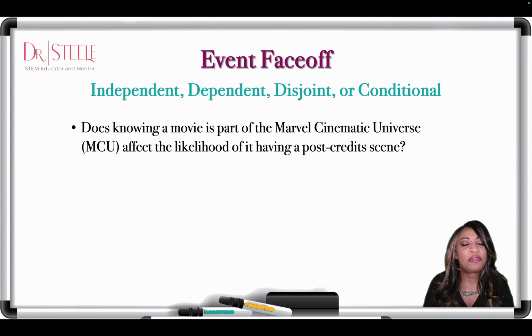Does knowing a movie is part of the Marvel Cinematic Universe, also known as MCU, affect the likelihood of it having a post-credit scene? Now, if you really don't know anything about Marvel movies, this might be a little bit more difficult, but if you do, you should be able to get this right. So, is it independent, dependent, disjoint, or conditional?